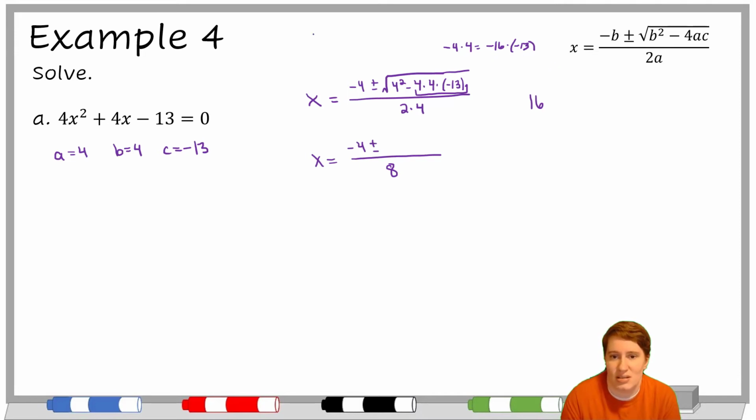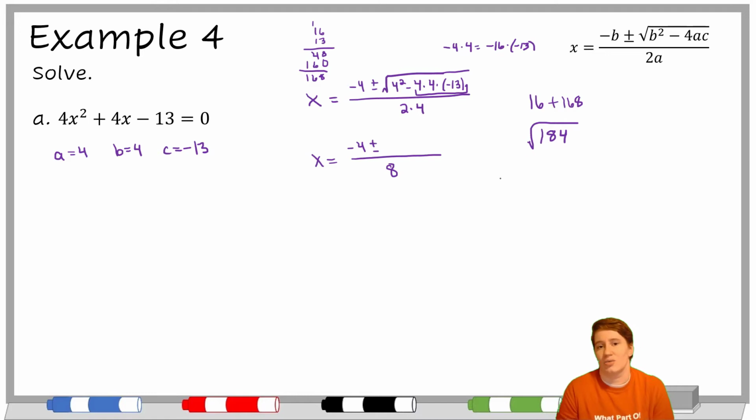Oh man, what is 16 times 13? I just don't even know. But I'll find out using the powers of math. 168. So that's plus 168. 16 plus 168 is 184, I believe. So we need to simplify the square root of 184.